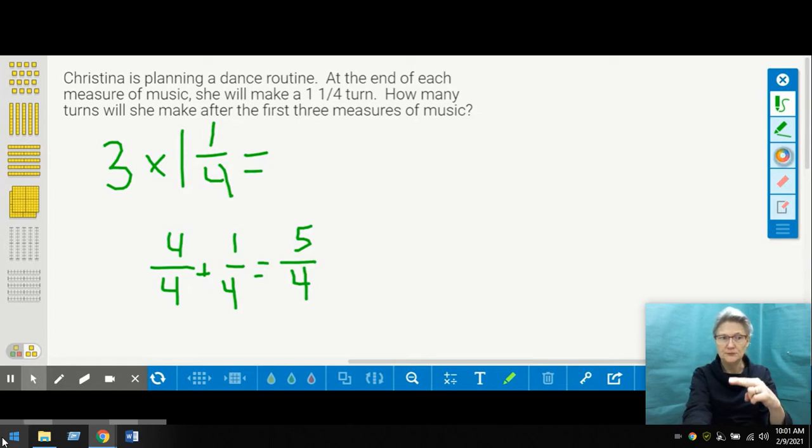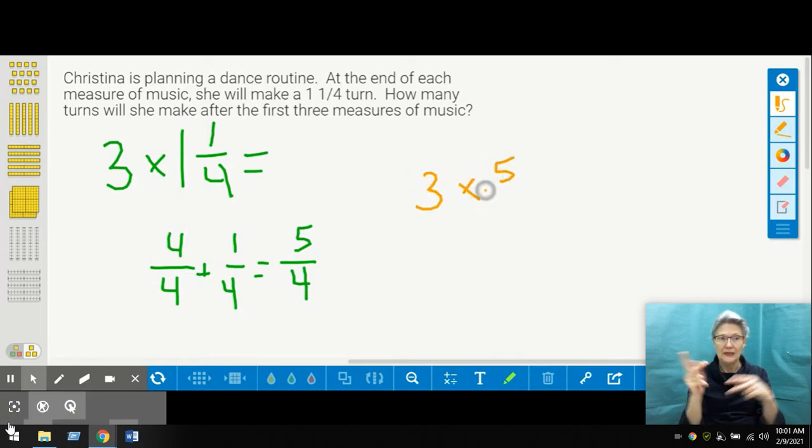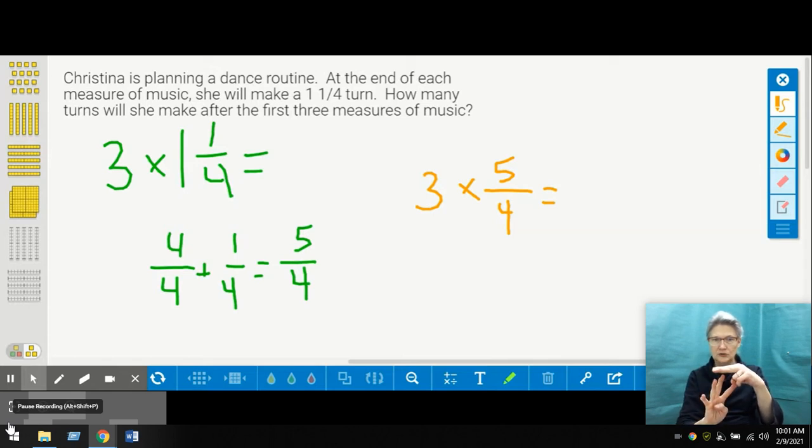So now I'm going to multiply 3 times my fraction greater than 1, 5/4, to get my product. So 5/4 is equivalent to 1 1/4. We just renamed it as a fraction. So 3 times 5 is 15. I can keep my denominator the same, and I get 15/4.